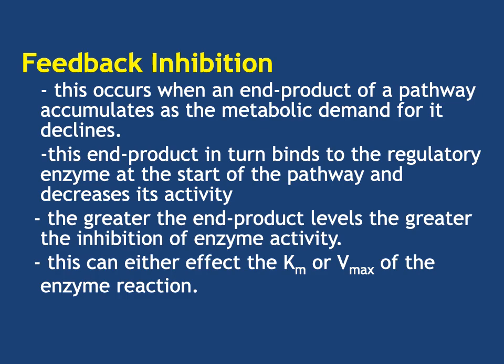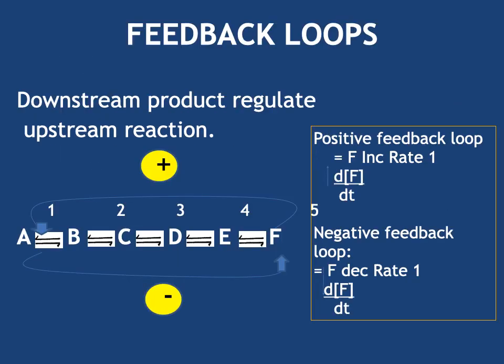So this occurs when an end product of a pathway accumulates as the metabolic demand for it declines. This end product in turn binds to the regulatory enzyme at the start of the pathway and decreases its activity. The greater the end product levels, the greater the inhibition of enzyme activity. So this can either affect the Km or the Vmax of the enzyme reaction. This is through feedback loops, and this is an illustration of the feedback control mechanism.